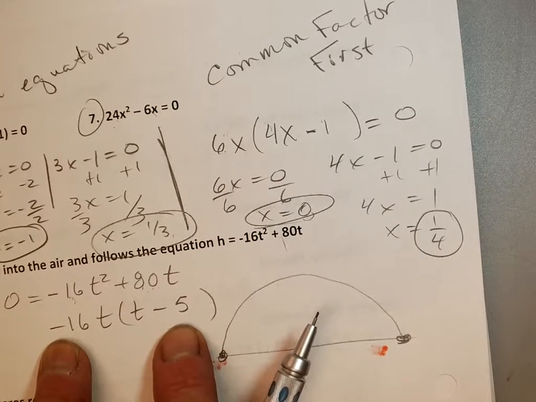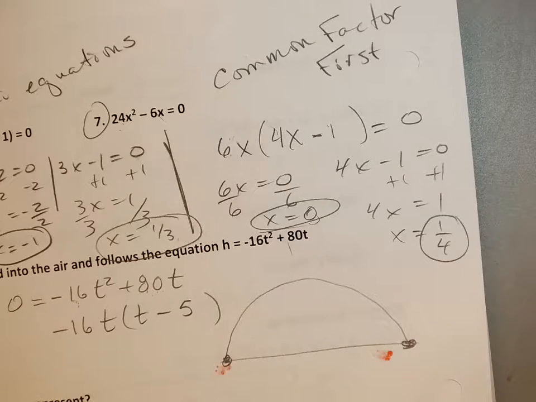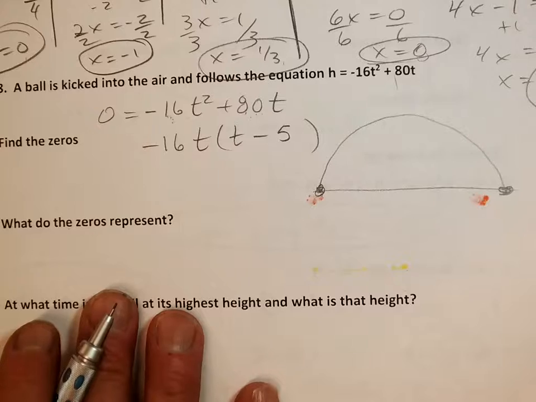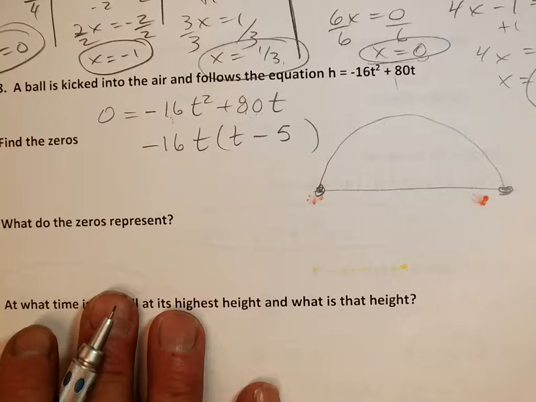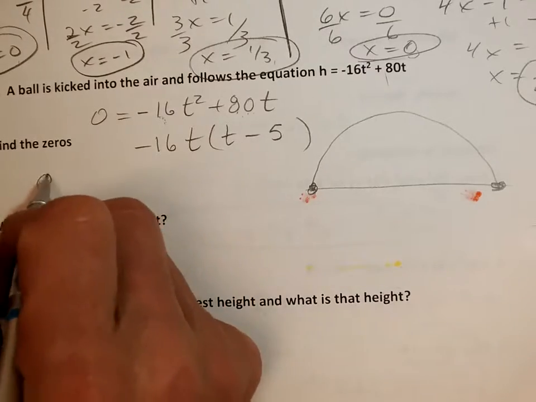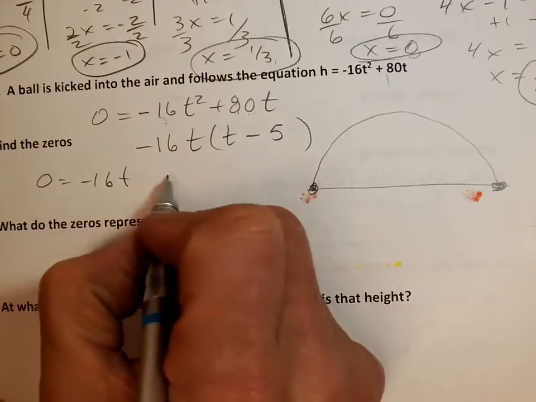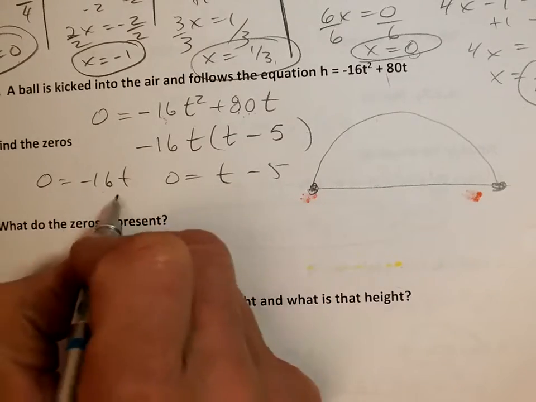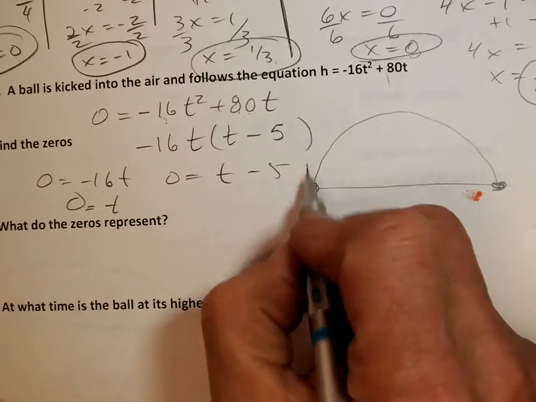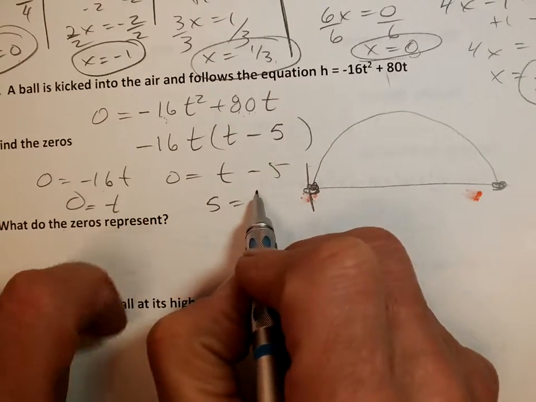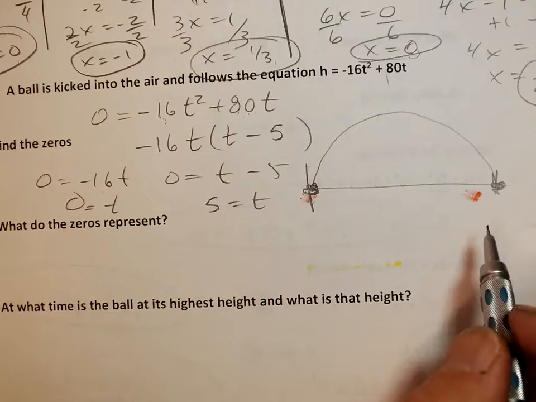Okay? Now, I'll show you this when I get done. I'll show you probably how you can still get the same answer if you factor differently. Does that help? Okay. So then, mini equations: 0 equals negative 16t and 0 equals t minus 5. Divide by 16, divide by 16. I get 0, which makes sense. That's that one right there, right? Plus 5, plus 5. t equals 5. I get that answer right there.